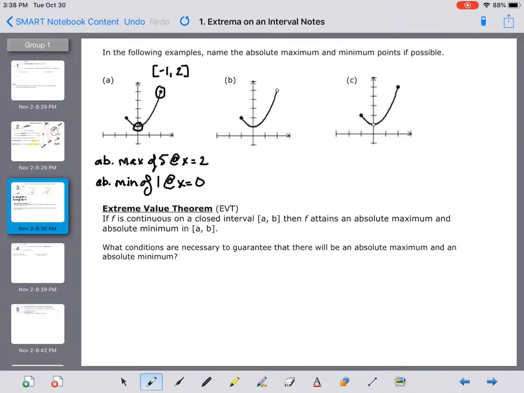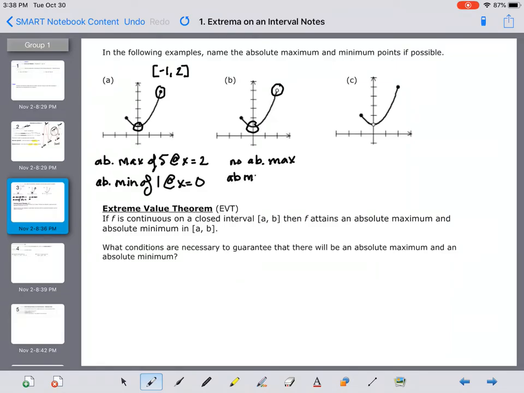Now for B, we do not have an absolute max because where the absolute max would be is an undefined value. So no absolute max, but that absolute min still occurs.